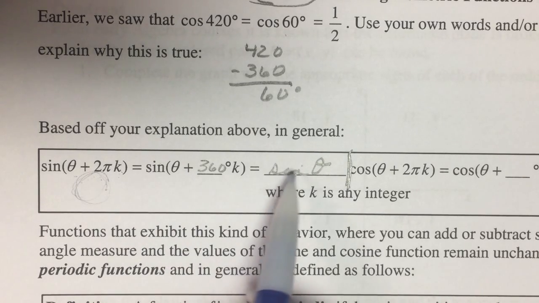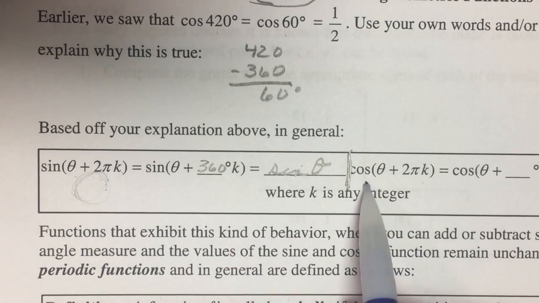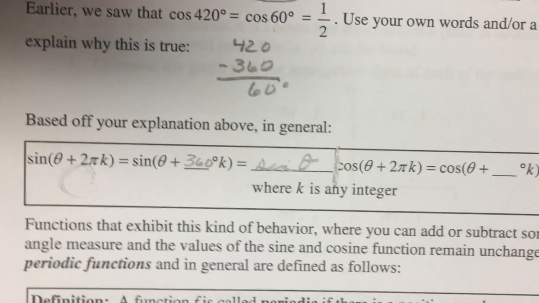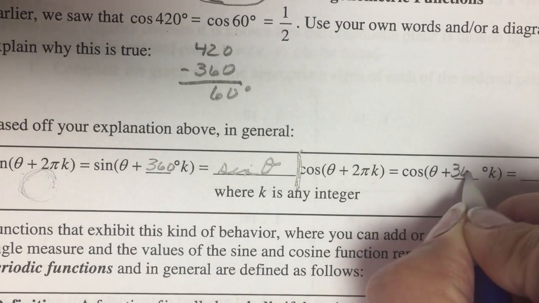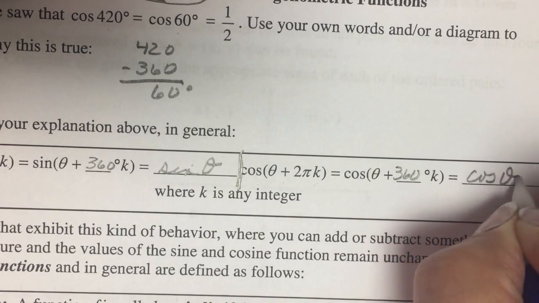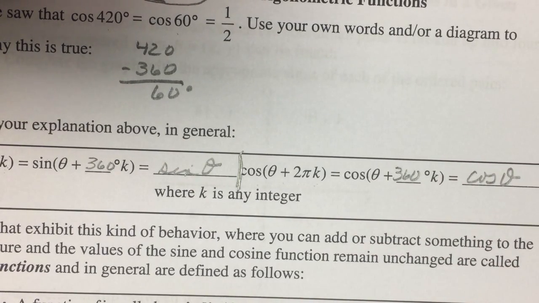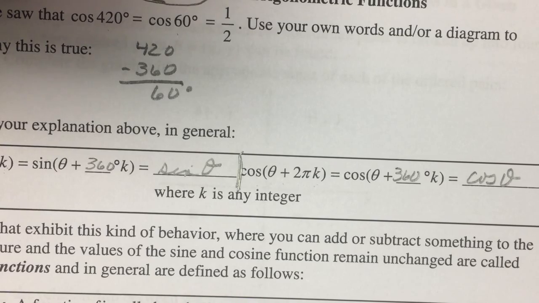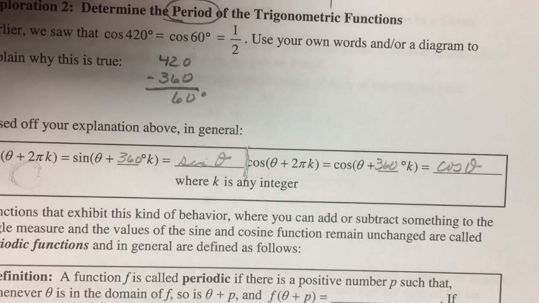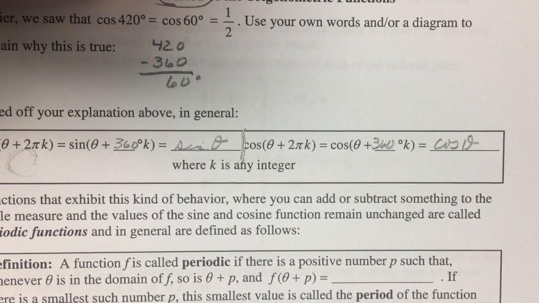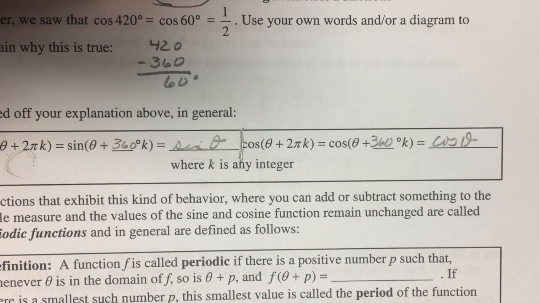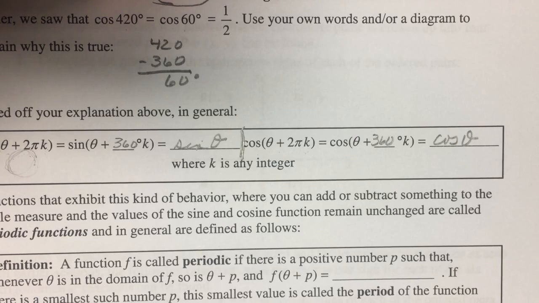So all of these are the same. Same thing with cosine. The cosine of theta plus 2 pi k is equal to the cosine of theta plus 360k, which is equal to simply cosine theta. So no matter how many times you add or subtract, by the way, 360, you're going to end up with an angle that looks exactly the same. Back when I taught high school, we called them coterminal angles. They were angles that looked exactly the same, like 420 and 60 look exactly the same.